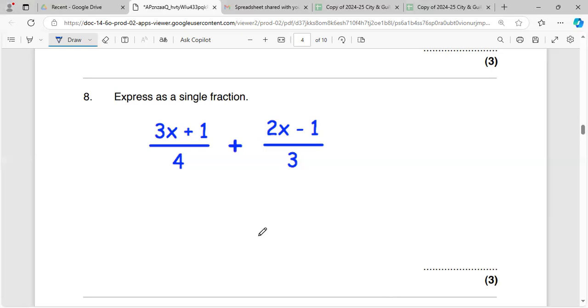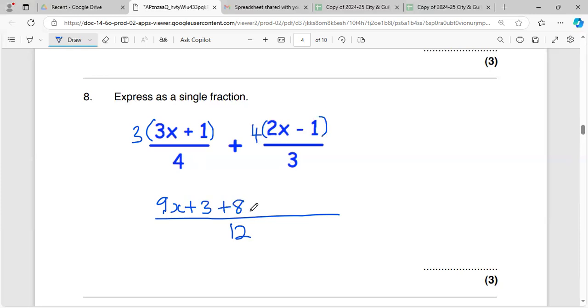So now we're going to put the LCM of 4 and 3, which is 12. All right. So 4 into 12 by multiplying by 3. So 3 times 3x is 9x. 3 times 1 is 3. So we're going to multiply by 4. 4 times 2 is 8. 4 times negative 1, remember a positive times a negative gives a negative 4.